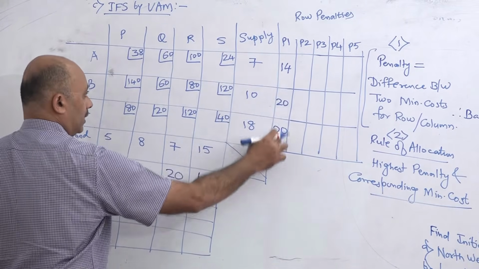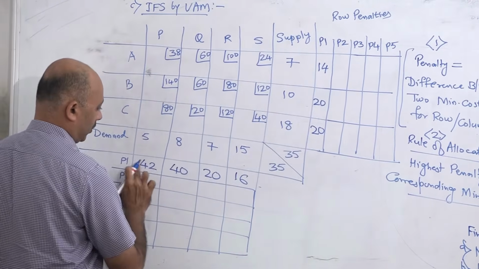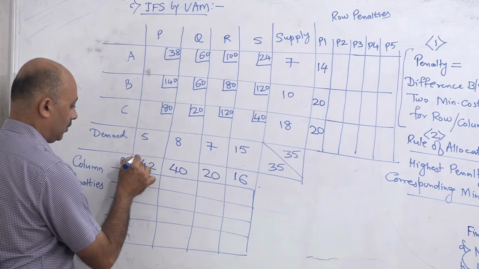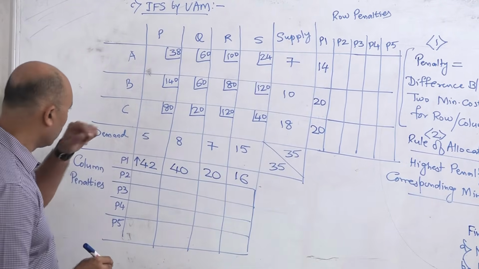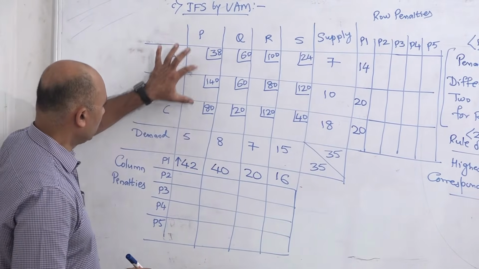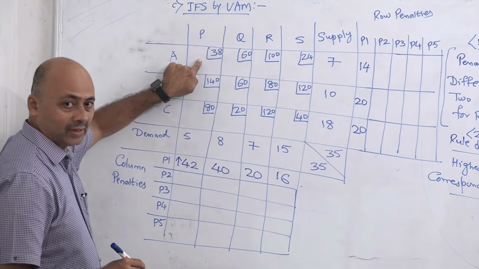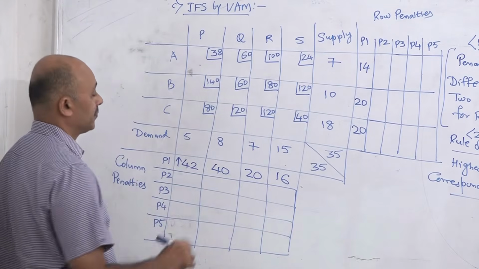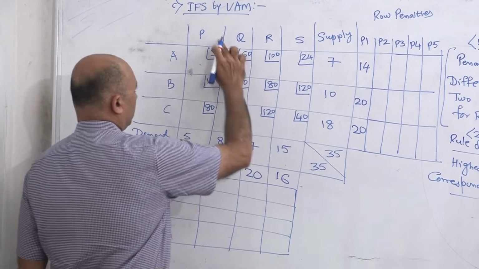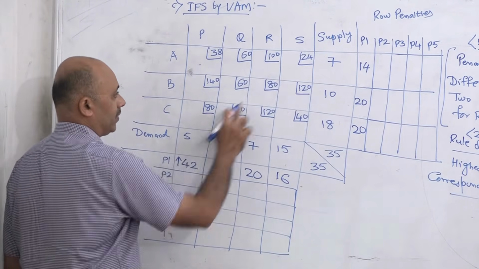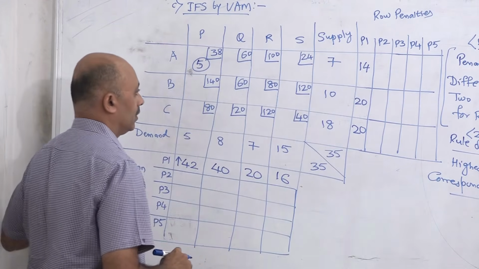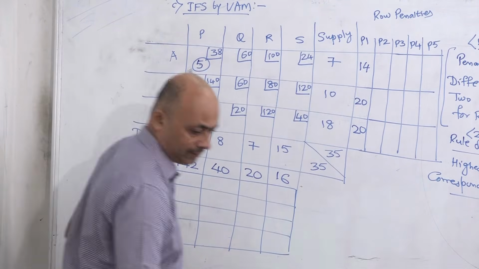Now compare all the penalties: 14, 20, 20, 42, 40, 20, 16. So the highest penalty is 42. So we will start with 42 in this column. Now in this column, three costs are there, out of which the minimum is 38. That is AP. So allocation will go in AP. Supply 7, demand 5, 5 and 7, the lower number is 5. So we will give here 5 units. Okay. Now 5 units we have given.